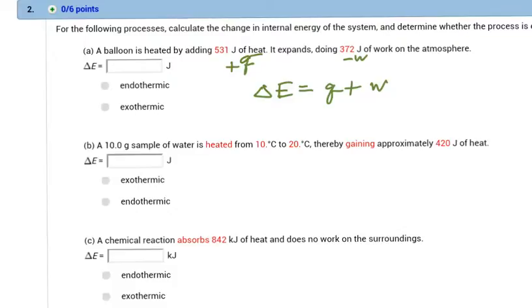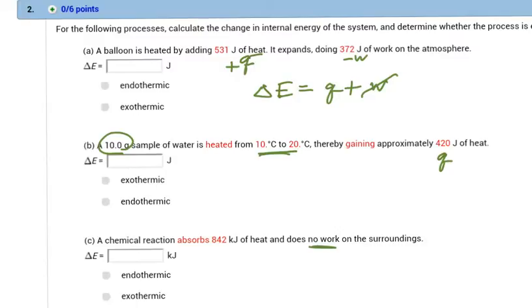As for the rest of these, they're pretty straightforward. You'll notice that it's got this 10 gram idea going on here and a change in temperature. But for the most part, that doesn't matter. The only thing that matters is that the heat is 420, and I'll let you decide if it's positive or negative. And it doesn't look to me like there's any work being done here. Same goes in the last one. There's no work, so whatever Q is, that's what change in E will be as well.